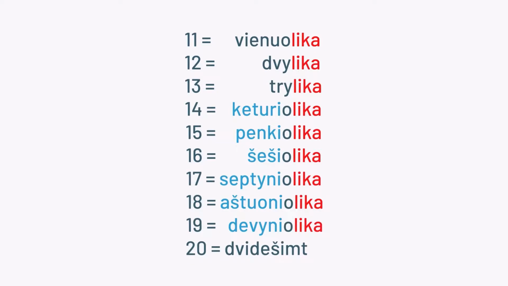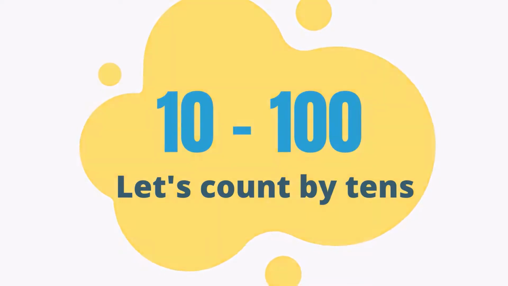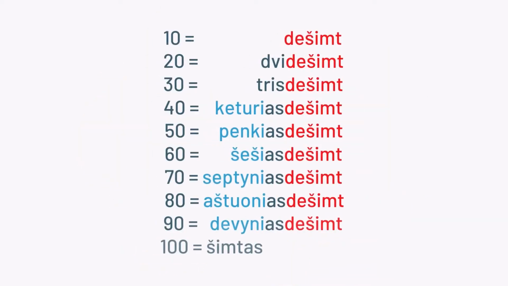You'll notice that numbers 11 to 19 have a regular pattern of ending in lika, highlighted in red. Now let's count by tens. It's very easy as numbers up to 90 share the same ending of dashed, highlighted in red.